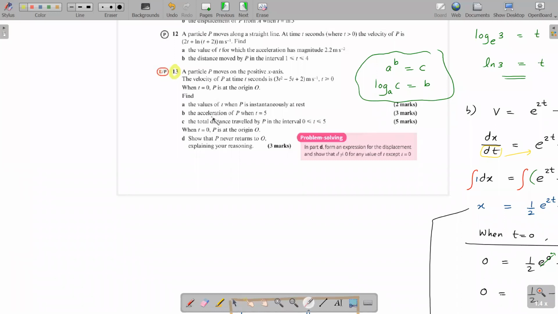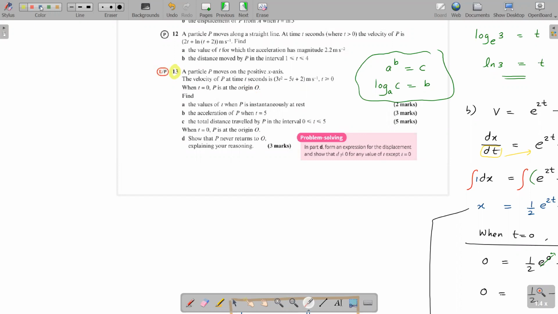Okay, so I will now move to the 13th question in this exercise. A particle P moves on the positive x-axis. The velocity of P at time t seconds is 3t² minus 5t plus 2 meters per second, where t is greater than or equal to 0. When time is 0, P is at the origin.